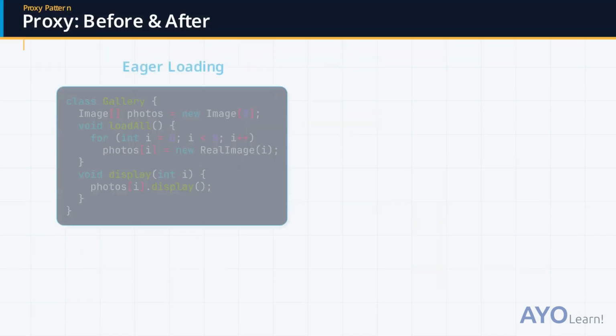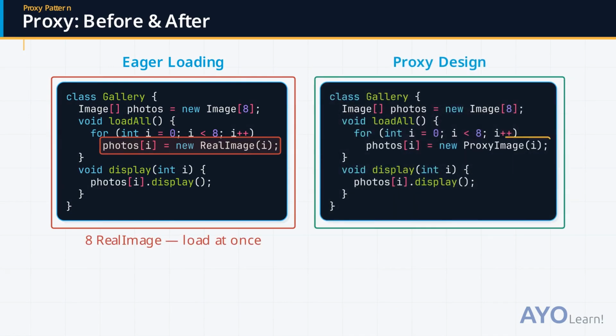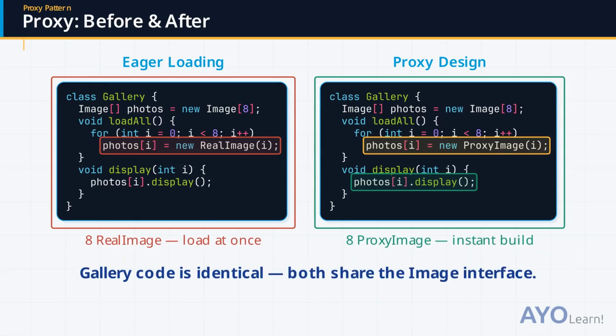Look at these two versions. The first creates 8 real image objects at once, loading every photo from disk immediately, expensive and slow. The second creates 8 proxy image objects. Construction is instant, and the heavy load happens only when display is called. The gallery code stays identical because both share the same image interface.